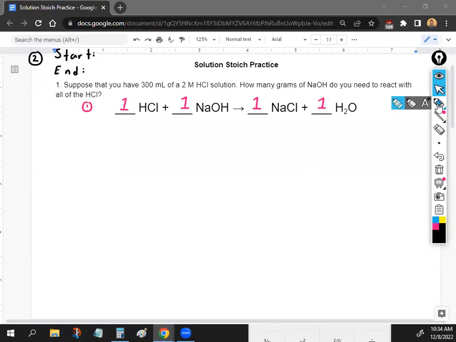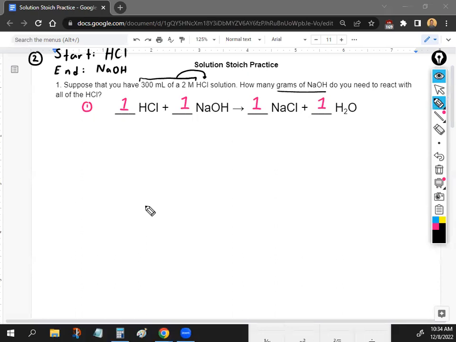Okay, you guys should see that your starting chemical is HCl. The reason why it's HCl, if you look at the two numbers that you have, 300 mils and 2 molarity, is that they're talking about the HCl solution, so that is your starting chemical, okay? And then your ending chemical, it's asking you how many grams of NaOH you're looking for, so your answer is going to be NaOH. That's what you are looking for at the very end of the problem, okay?